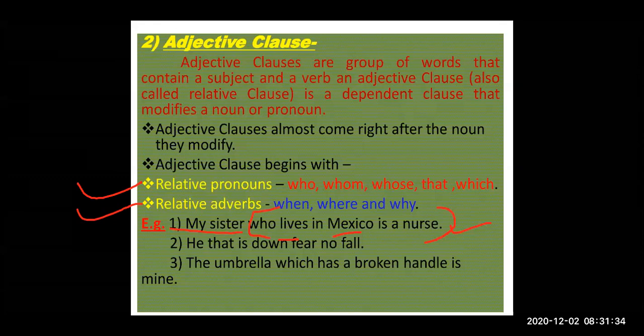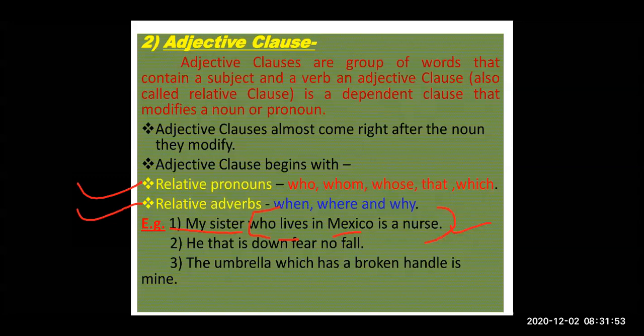Sister is the noun, and the clause begins with the relative pronoun who, and it comes on the right hand side after the noun sister. It comes on the right hand side: "that who lives in Mexico is a nurse." This is your adjective clause.